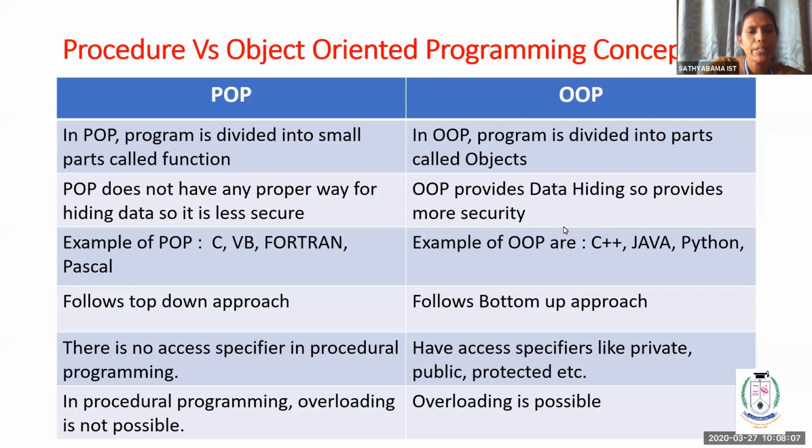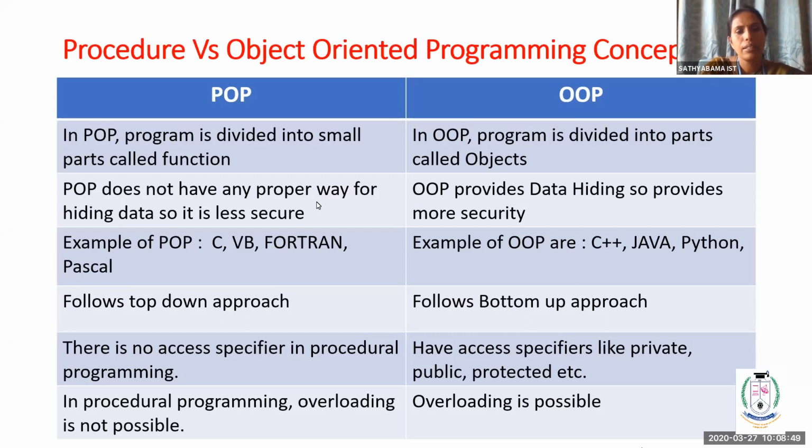Now, summarizing all these procedure versus object-oriented programming concepts, here are some of the very important differences. In procedure-oriented programming, the program is divided into small parts called functions, and in object-oriented programming, it is divided into small parts called objects. As we know, procedure-oriented programming does not have data security because we cannot hide the data. Any function can access the global data. So this is the major challenge in procedure-oriented programming languages.